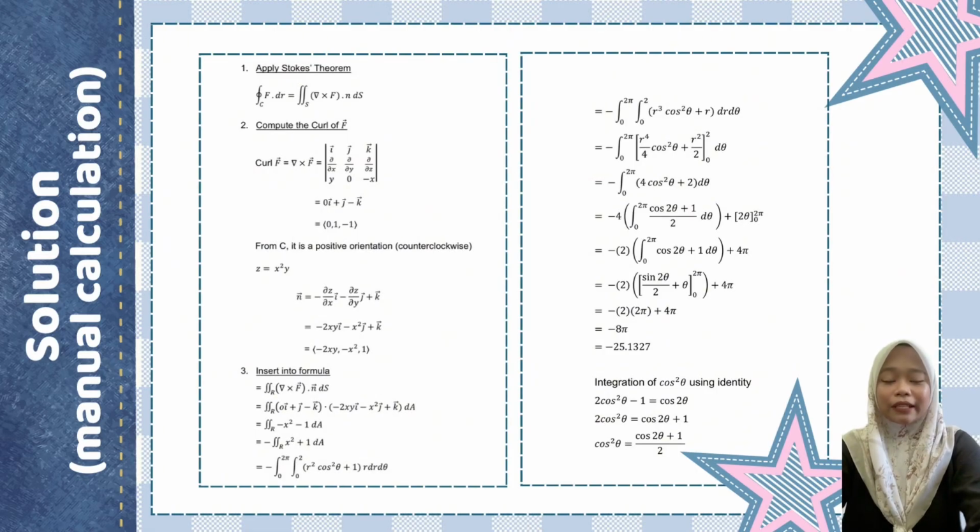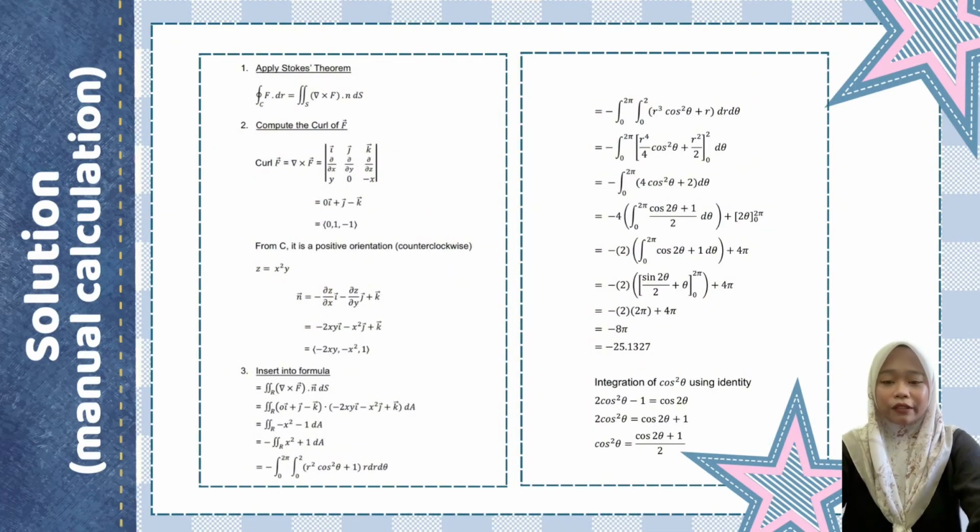Stokes' theorem relates the line integral to the surface integral of curl f dot dS. Start by finding the curl of f, which gives (0, 1, -1). From the surface z equals x squared y, I take the gradient and adjust for orientation to get the normal vector (-2xy, -x squared, 1).